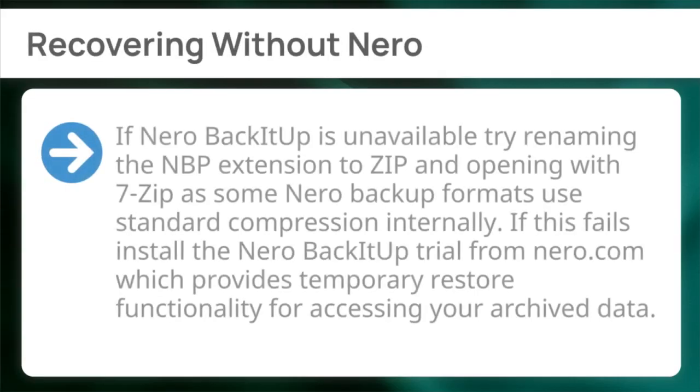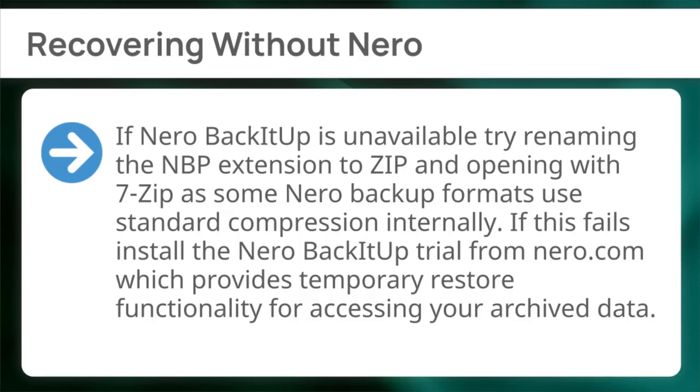Finally, recovering without Nero. If Nero BackItUp is unavailable, try renaming the NBP extension to zip and opening with 7-zip, as some Nero backup formats use standard compression internally. If this fails, install the Nero BackItUp trial from Nero.com, which provides temporary restore functionality for accessing your archive data.